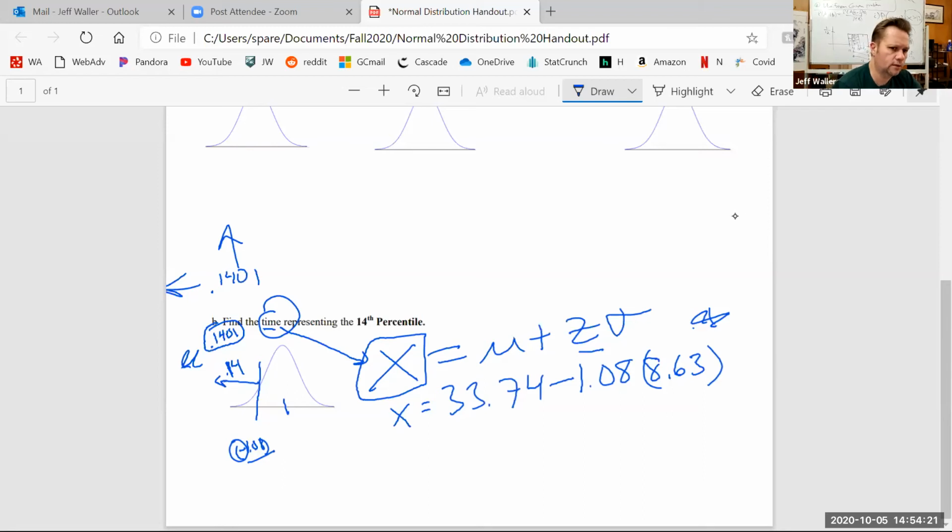So again, if they give me a percentage to start with, I've got to work backwards. I got to work my way back to a z-score. And then if the problem is a physical measurement like time or something, I have to then convert it back to what's called a raw score, the X score.